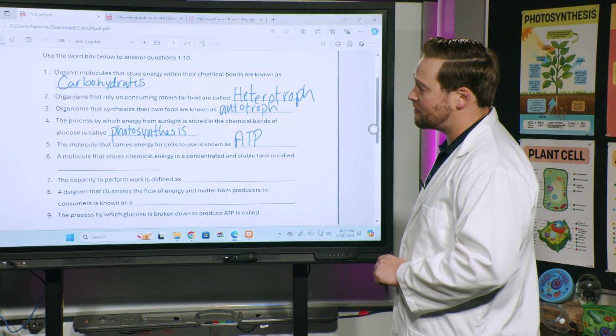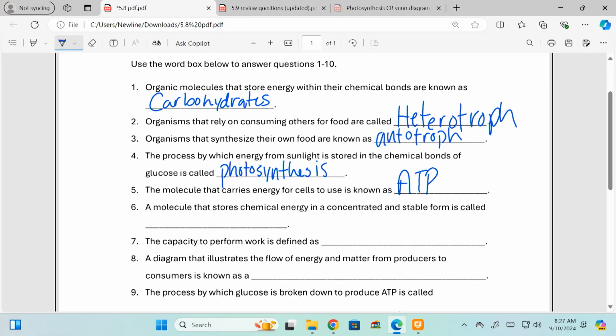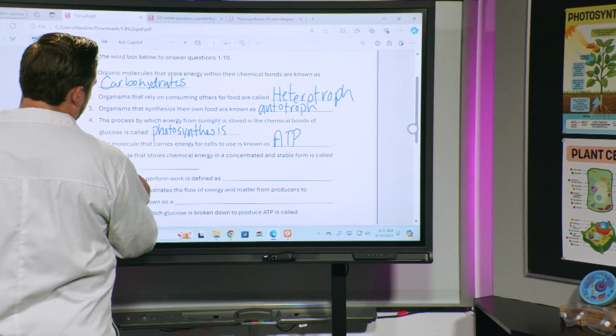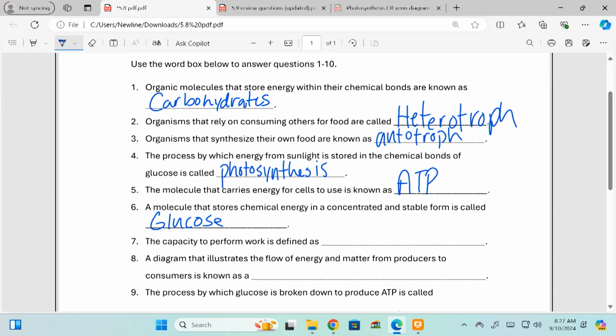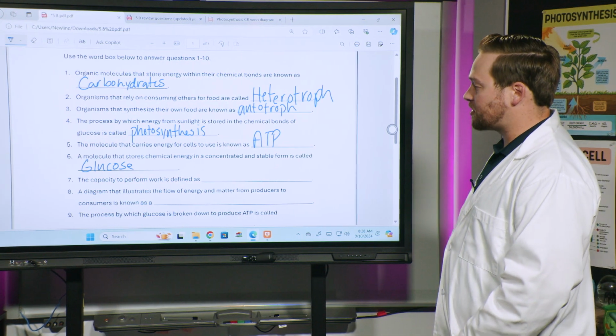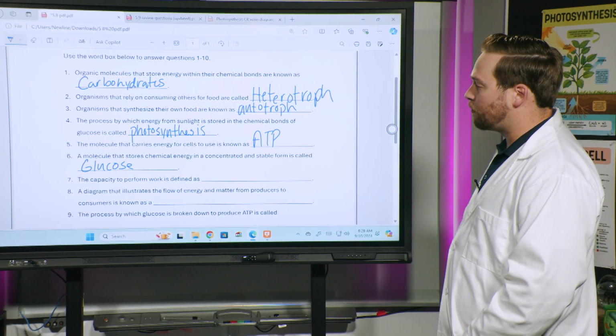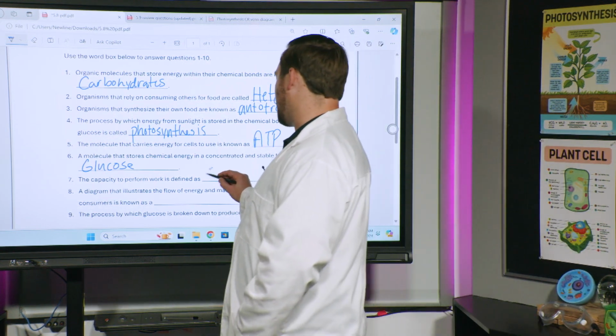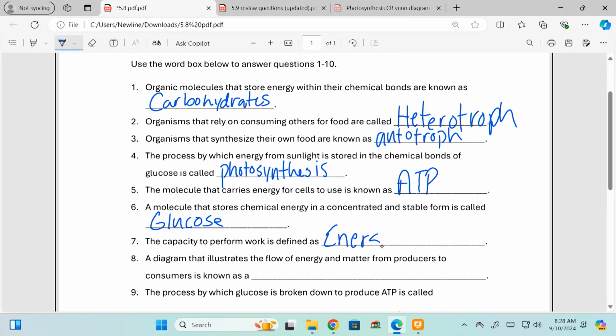Number 6 says a molecule that stores chemical energy in a concentrated and stable form is called what? Well, this is what we're making from photosynthesis, and this is glucose. Okay, glucose for that one. Well done. Let's keep it going. Number 7, the capacity to perform work is defined as what? Well, energy is the ability to do work. So let's go with energy for number 7. Okay, let's keep it going.